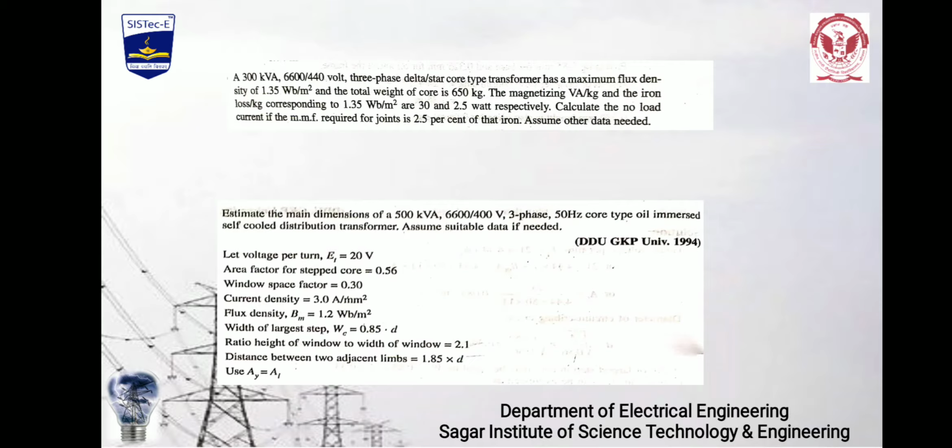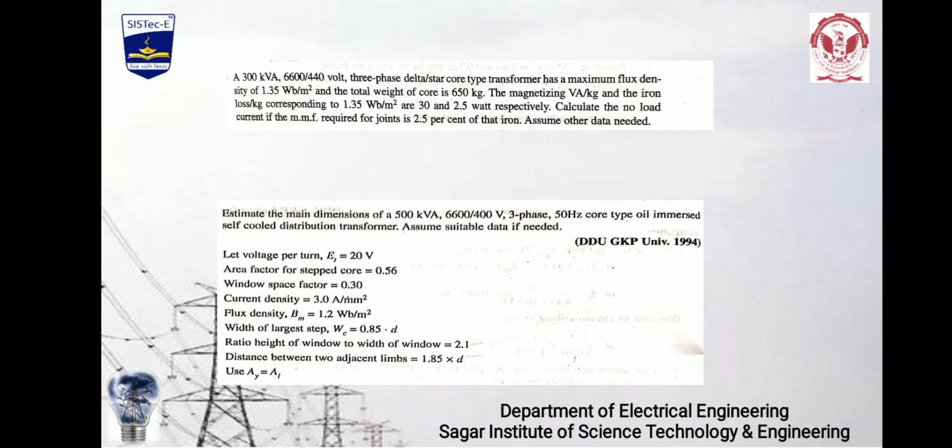The first question is: a 300 kVA 6600/440 volt 3-phase delta star core type transformer has a maximum flux density of 1.35 Weber per meter square and the total weight of core is 650 kg. The magnetizing VA per kg and the iron loss per kg corresponding to 1.35 Weber per meter square are 30 and 2.5 watt respectively. Calculate the no load current if the MMF required for joints is 2.5% of that of iron.